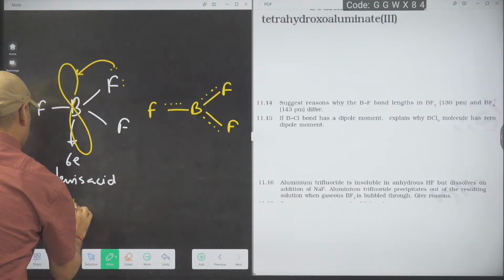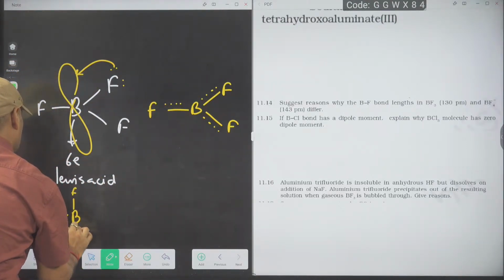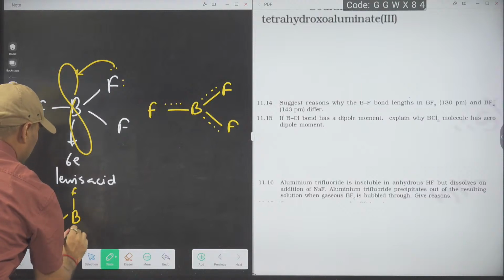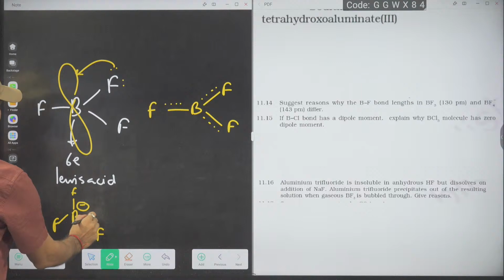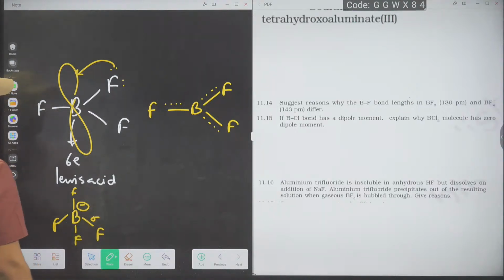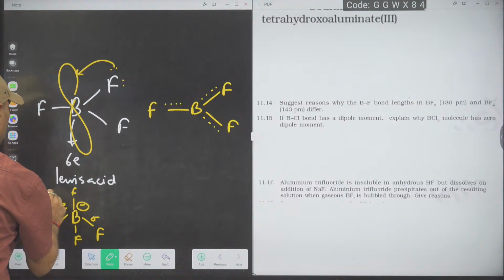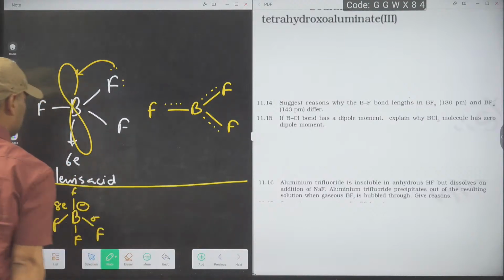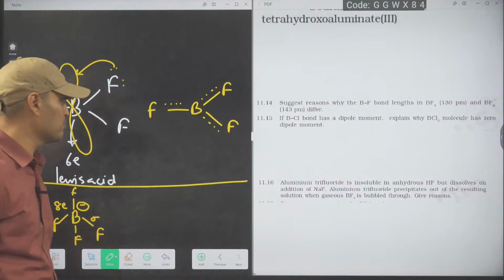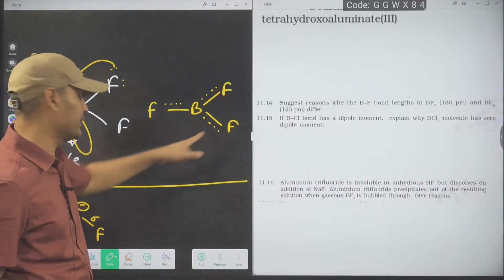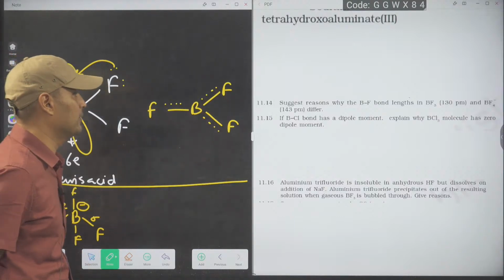But if you check BF4 minus, 4 bonds are formed. There are only sigma bonds. The octet is complete with 8 electrons. Then can you compare the bond length? Tell me which bond length is more. This one has partial double bond character. This one is purely single.